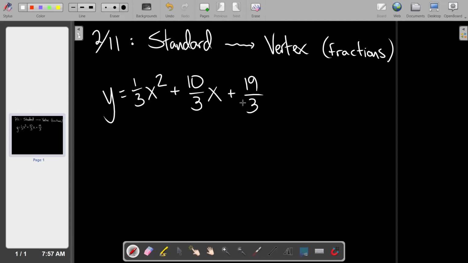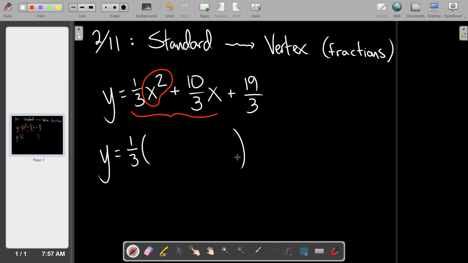So we're going to start by doing what we did yesterday, and that is focus on getting this thing by itself. So whatever is stuck to it is what we're going to pull out. And remember that we only pull it out of these first two terms like this. So same setup as yesterday. We're going to take the y equals. We're going to pull out the 1/3. We're going to build a nice long set of parentheses, and then we're going to kick the 19/3 out.